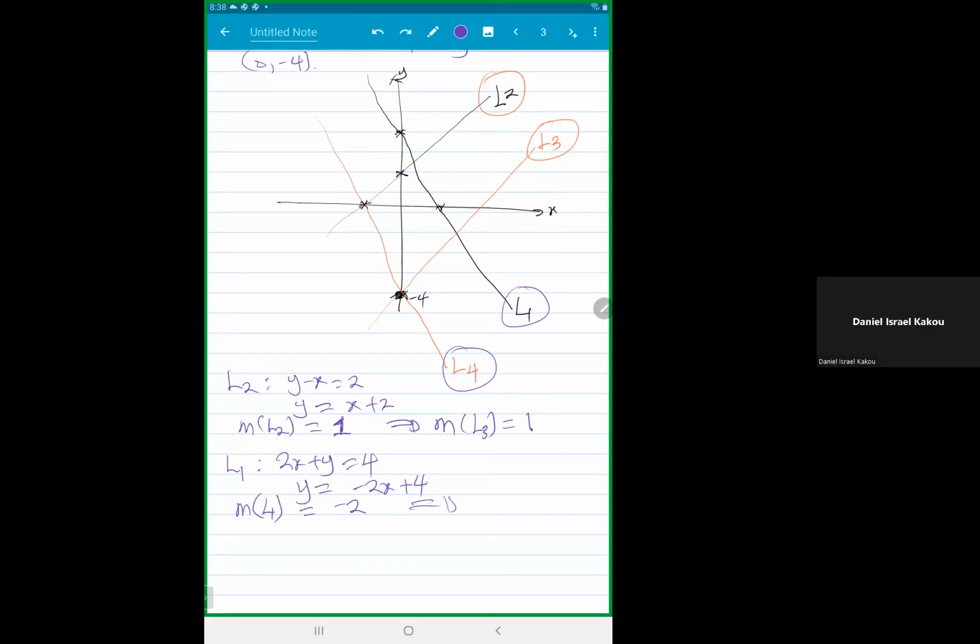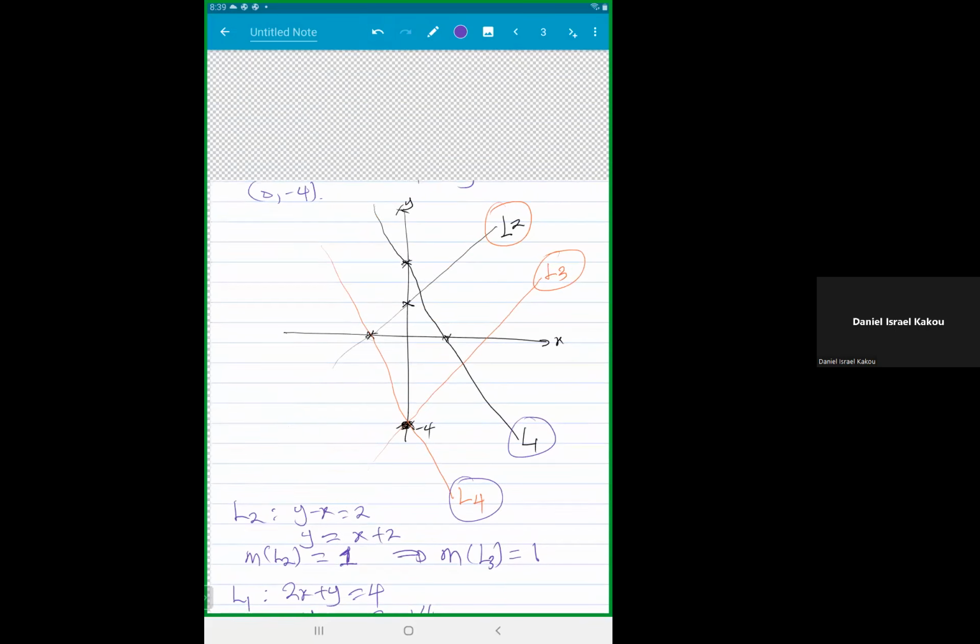Yeah, so the line L1 is parallel to the line L4. So the gradient of L1, which is minus 2, is the same as the gradient of L4, which is also minus 2. So all I have to do now is to combine them together with a point on L3 and L4 to find their equations of the line. That was what the question was to find.